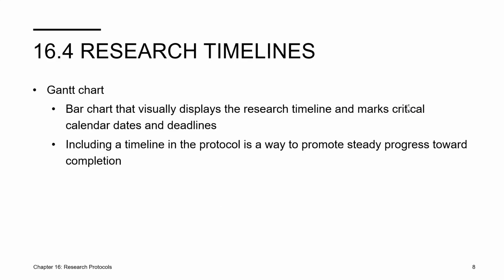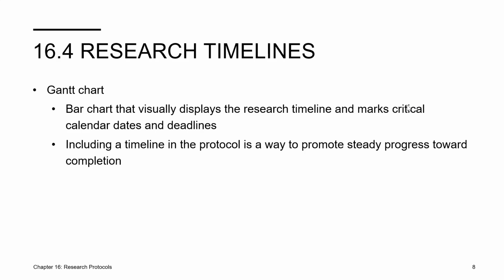Section 16.4 covers research timelines. Research timelines are very important for conducting a research study. They're not always set in stone, and timelines may fluctuate as you are doing your study. But it's good to set out different goals for each of the different activities as you're moving along your research process. And these can always be refined and fine-tuned later on.